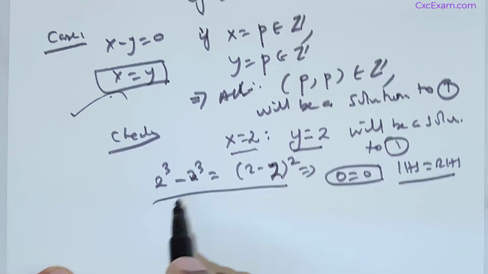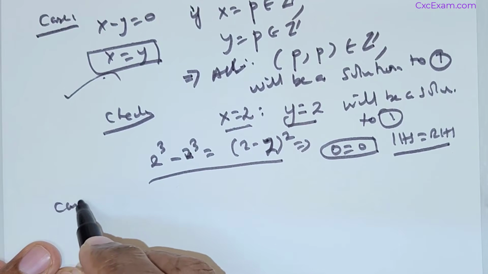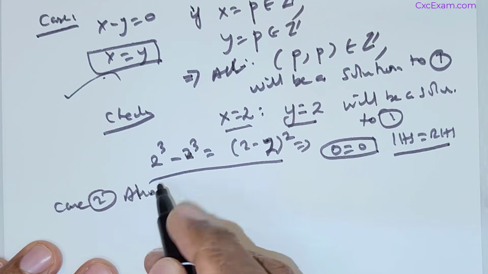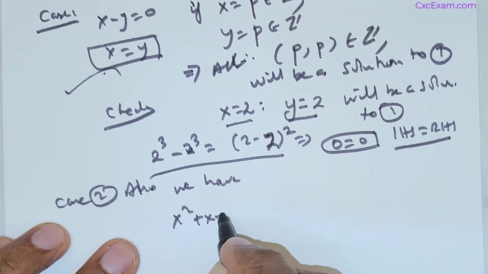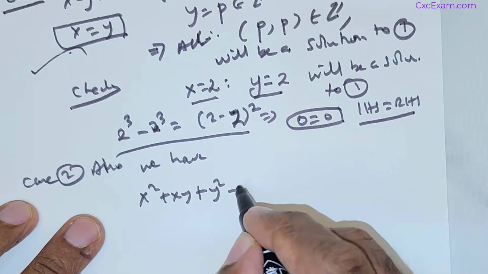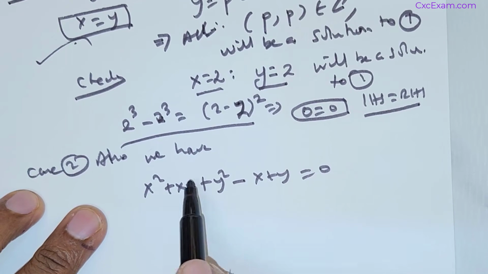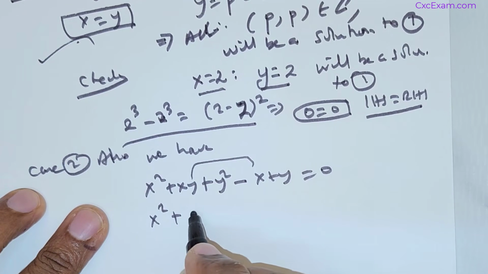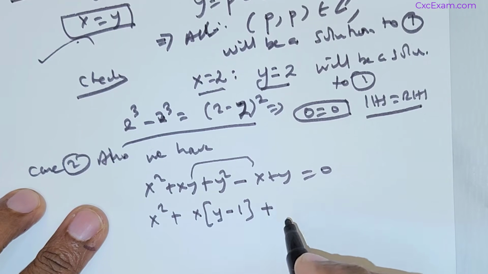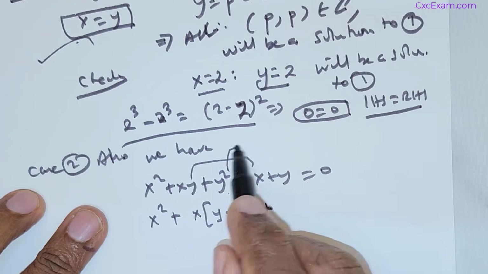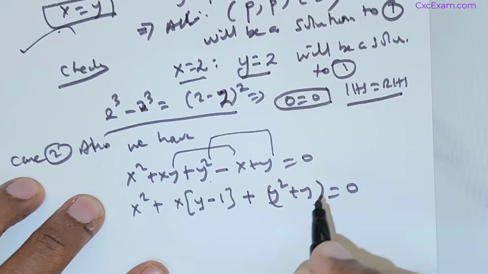Now the second part is this. So this is the next case, Case 2. We have x squared plus xy plus y squared minus x plus y is equal to 0. So I club these two together. I get x squared plus x(y minus 1), and these two components can be clubbed together, so it's going to be plus y squared plus y is equal to 0.